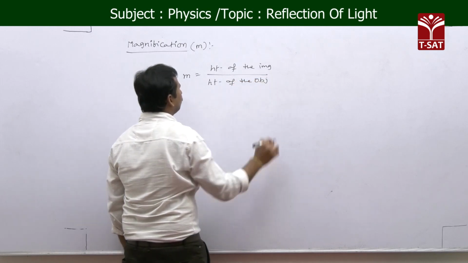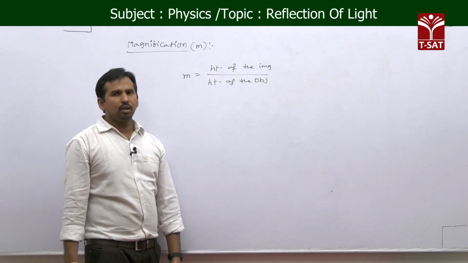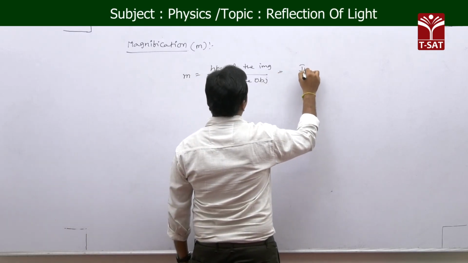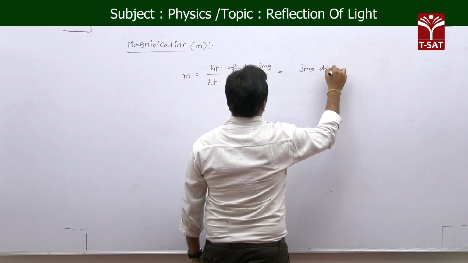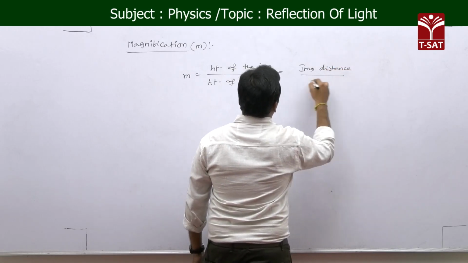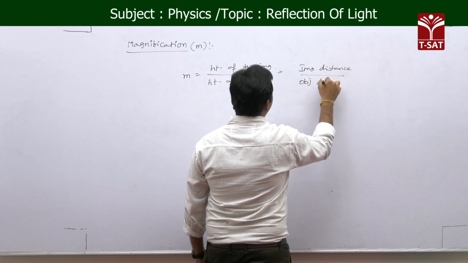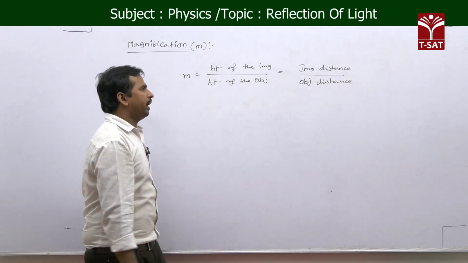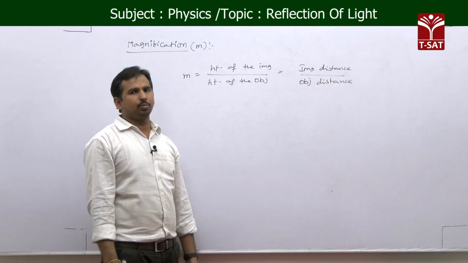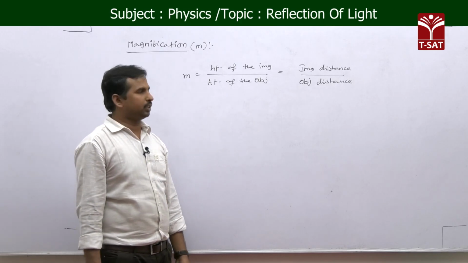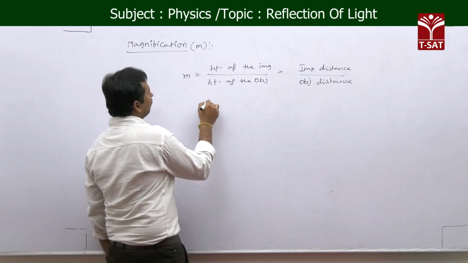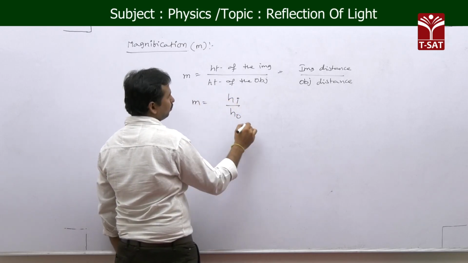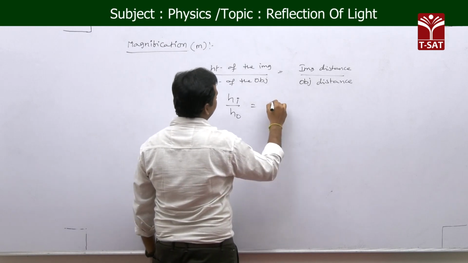Magnification is the ratio of the height of the image to the height of the object. It is also equal to the image distance by the object distance. Image distance means the distance of the image from our spherical mirror, and object distance means the distance of the object from our spherical mirror. So m is equal to height of the image by height of object, and also image distance v by u.